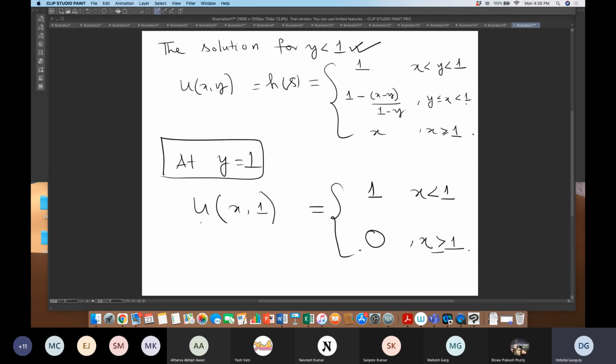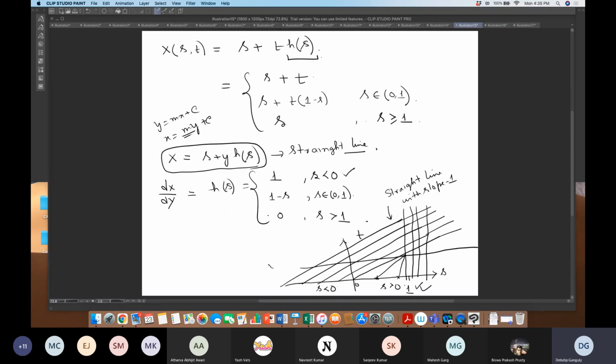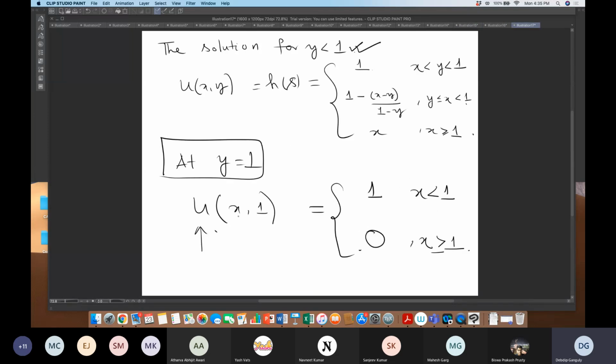Okay, so this is discontinuous at x equal to 1. So along that, the singularity is along this line y equal to 1. If you see the equation, the solution u of x, 1 is 1 over 0. It can't be. This is not even continuous. The solution is not continuous.